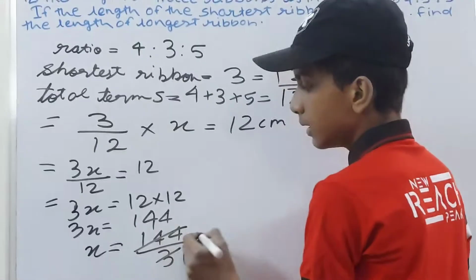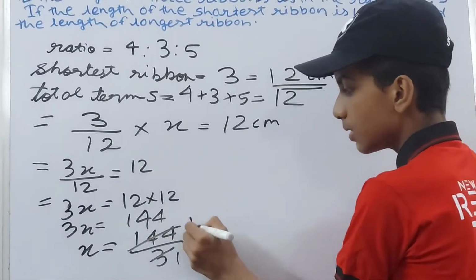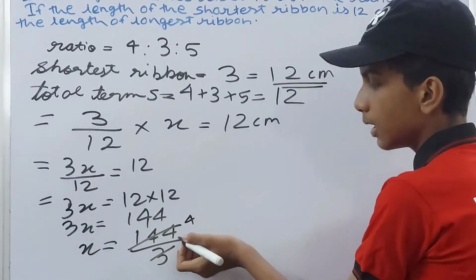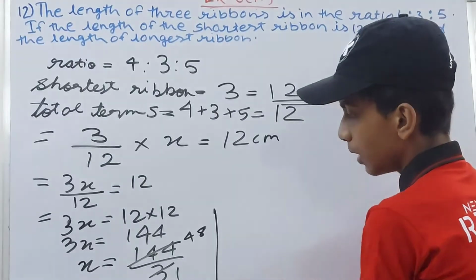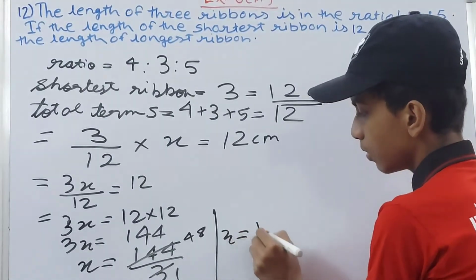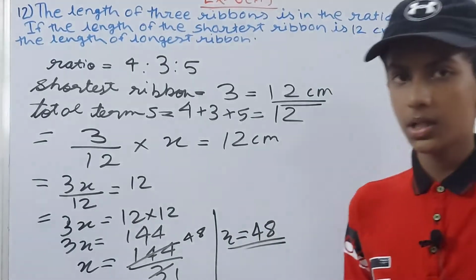Cut this one. This goes how many times? Let's see. 12 goes how many times? 4 times, and 24 goes 8 times, right? 8 times, so 48. So you write here x is equal to 48, right? This is the value of x, 48.